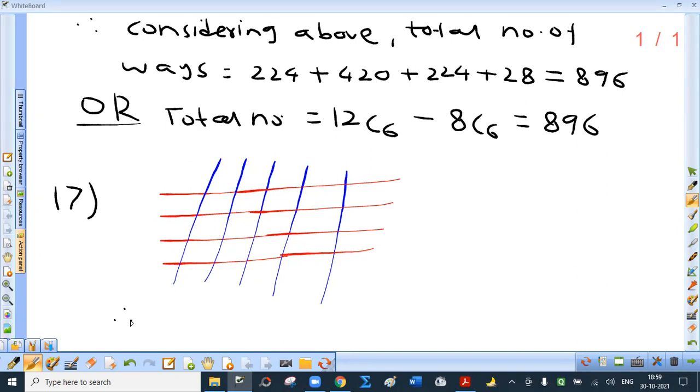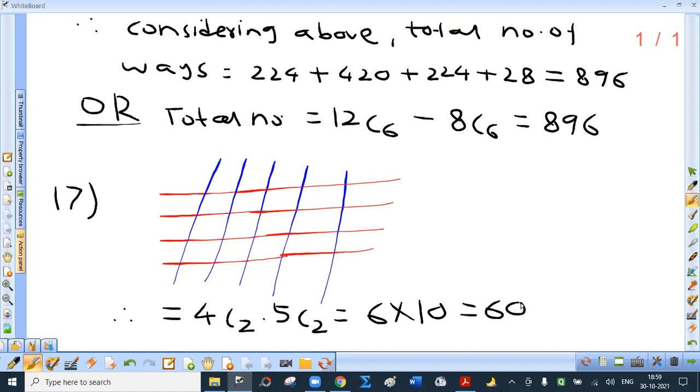Therefore, number of parallelograms formed equal to 4C2 into 5C2. What is 4C2? 6. 5C2, 10. So number is 60.